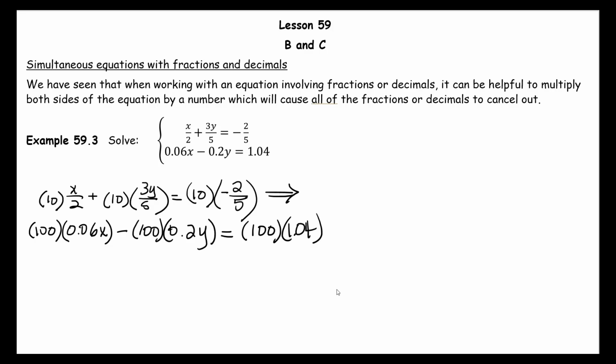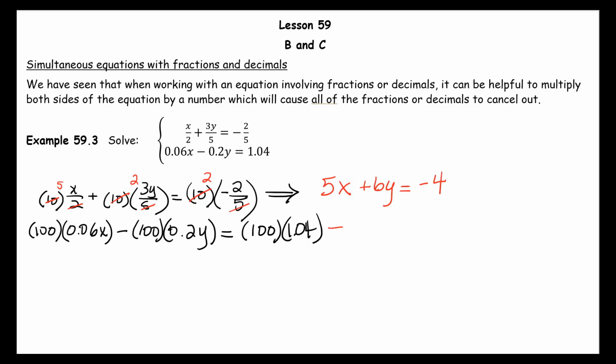So let's go ahead and do the multiplication. In the first term in the first equation, the 10 cancels with the 2, and I end up with just 5, so 5x. In the second term, the 10 cancels with the 5, and I'll have a 2, so 2 times 3y is 6y. And then on the right side of the equation, the 10 cancels with the 5, and I'm left with a 2, so that is negative 4.